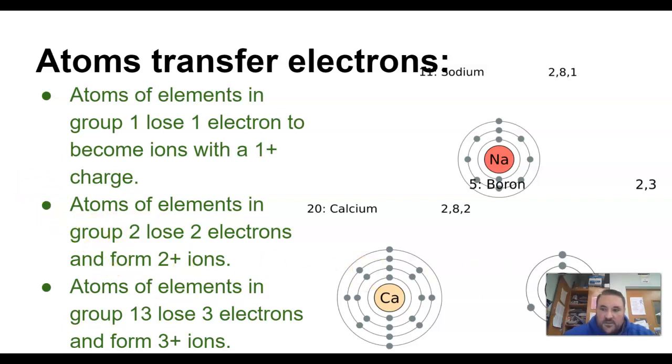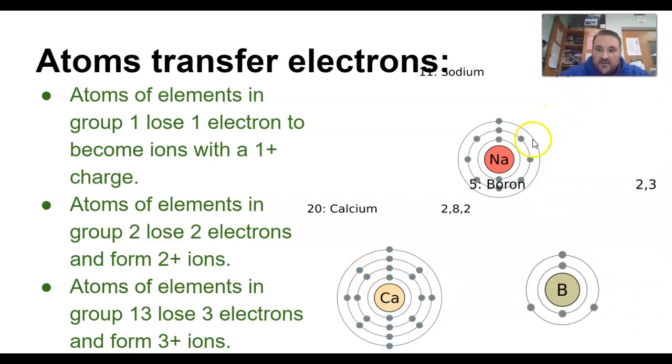If you look at these pictures here, sodium has 2, it has 8, and then only one sole electron. Boron has 2 in its first shell and then has 3, so it's going to lose all 3 of them. Calcium has 2, 8, 8, and then only 2 in its outer shell. It loses both. So sodium loses 1, becomes a positive 1. Calcium loses 2. Boron loses all 3.